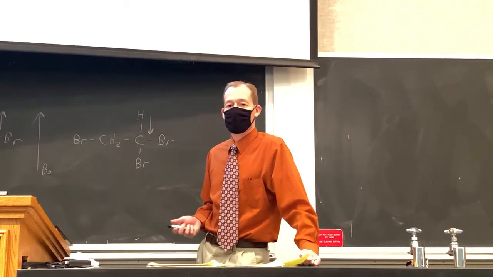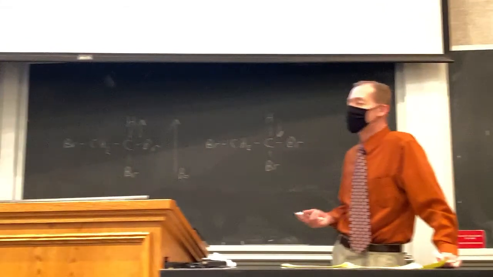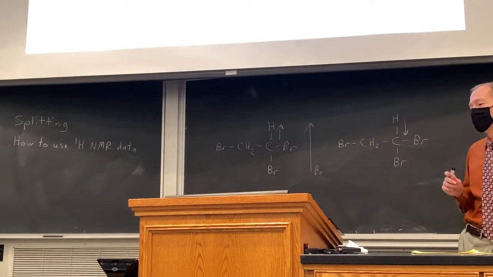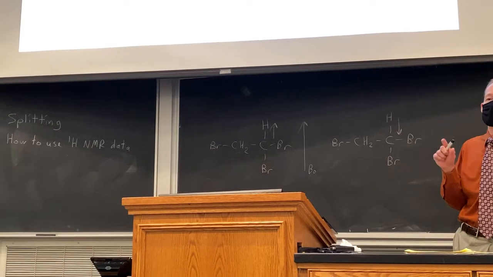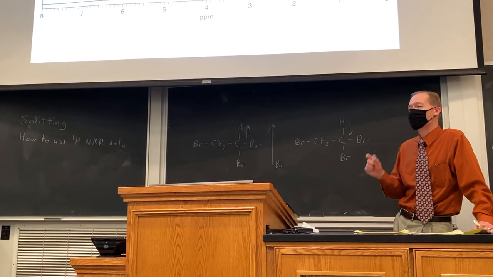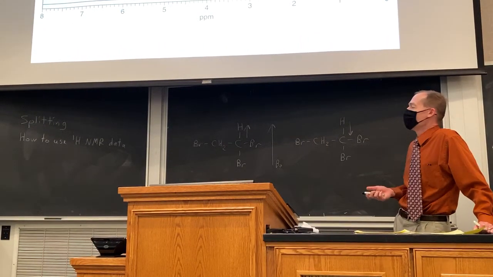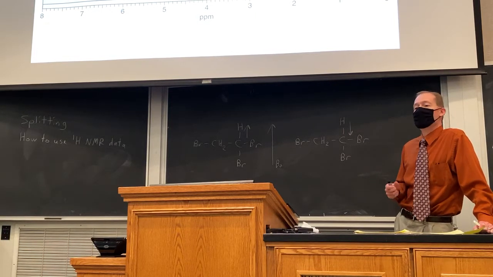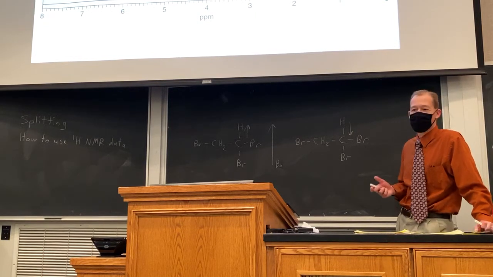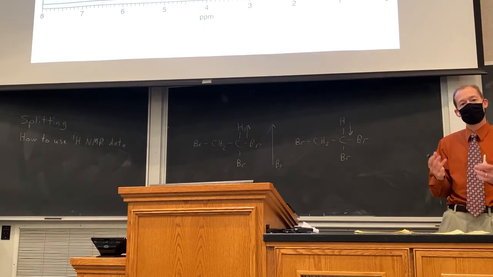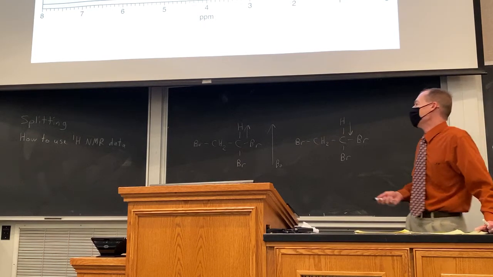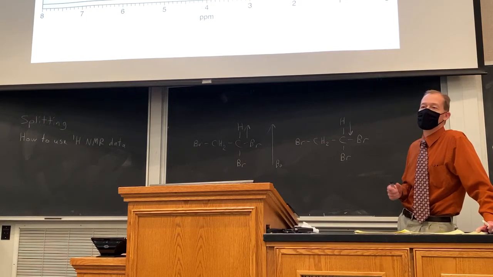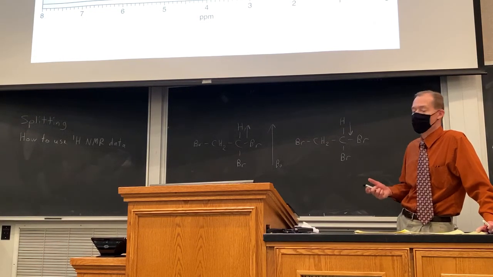Okay, so this lecture is going to focus on the fourth feature of a proton NMR spectrum, which is the splitting or the number of peaks in each signal. We're going to learn what that represents and how to use that. And then at the end of today's lecture, we're going to put all of this information on proton NMR together and discuss how we're going to use that to determine the structures of unknown molecules.